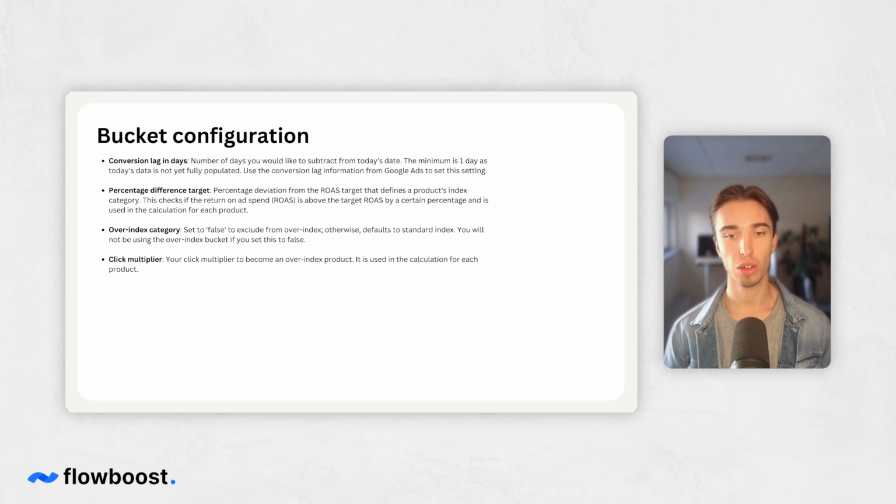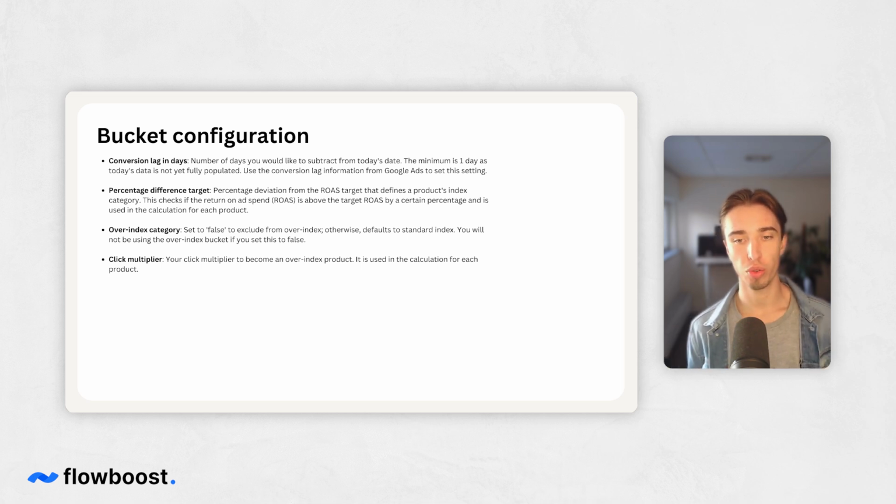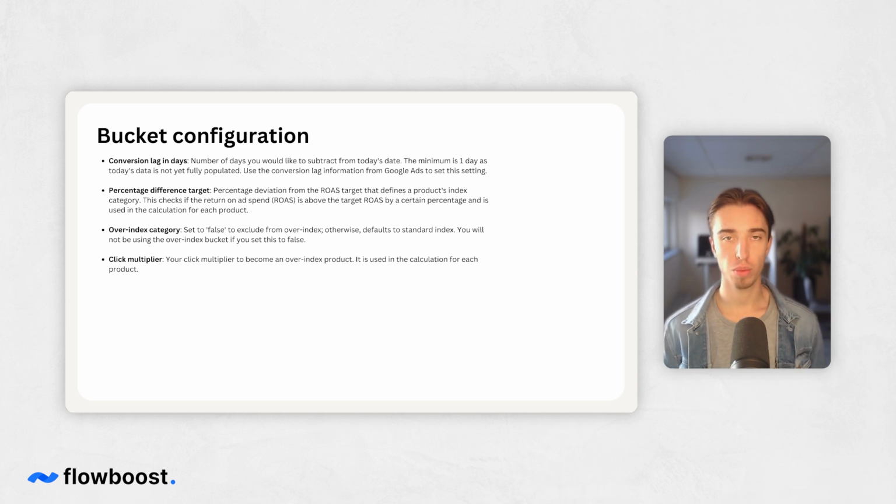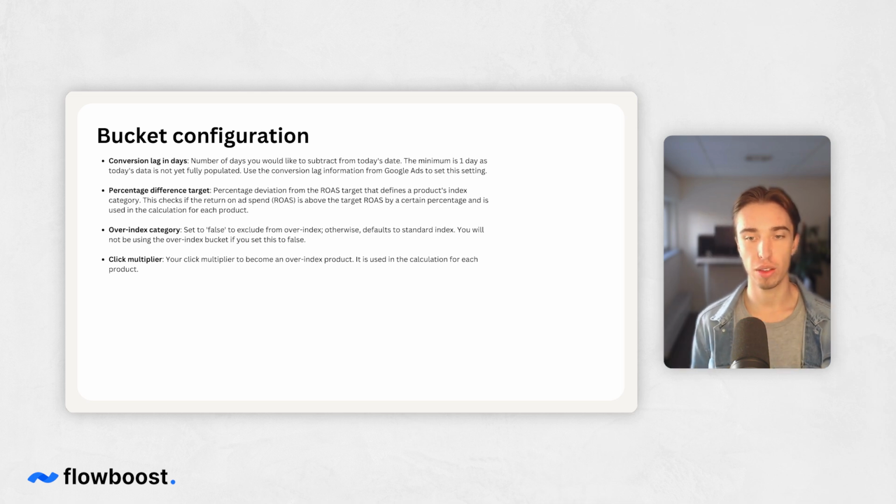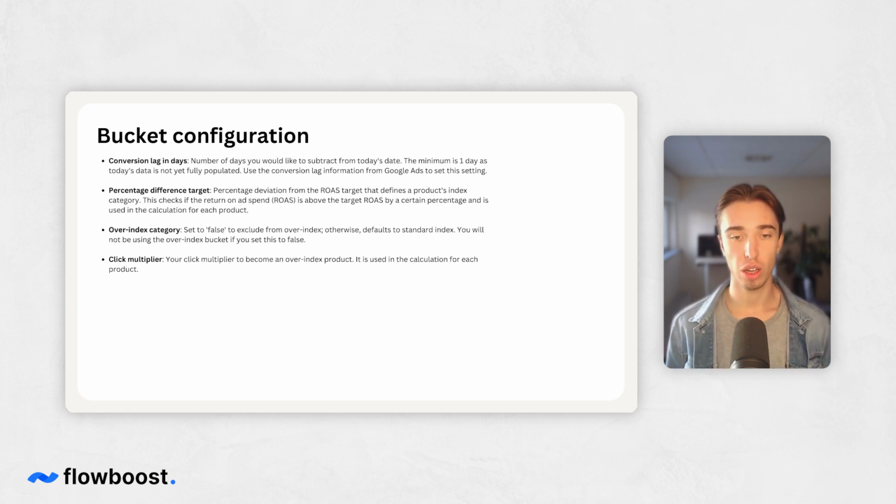Then the over-index category setting, you can set this to false to exclude over-index, and what it means is that only the under-index, no-index, near-index, and index groups will be populated, and over-index will be added to the index group. Then the last option in the bucket configuration is the click multiplier. And this means that in the calculation, it needs at least a certain amount of clicks to become an over-index product. Otherwise, it will be an index product.